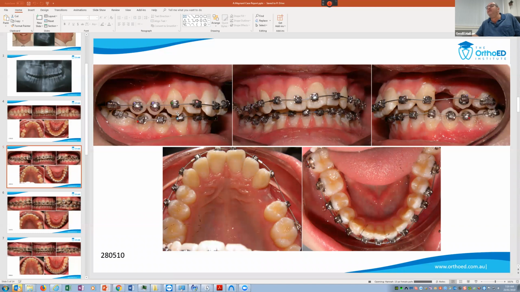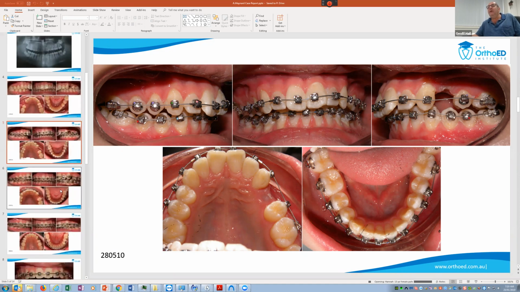Okay, because these brackets are passive self-ligation, so the wires will just be a bit floppy in the slot, which is all fine in the early stages of treatment. But when you get to later stages where you want full engagement and torque control, you're better off with a more active self-ligation bracket system. That's just my belief, but people get great results with this type of bracket system as well. You probably have to do a bit more wire bending at the end.